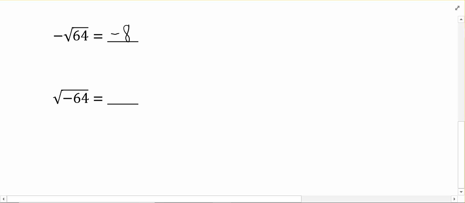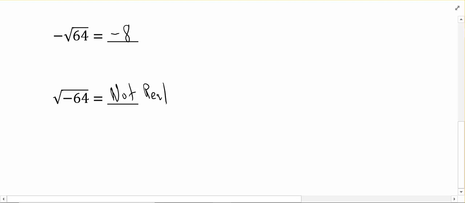Whereas this last example, square root of negative 64, is trying to say what number times itself gets you negative 64. And if you have a positive times a positive, that's a positive. A negative times a negative is also a positive. So there's no real number that when you multiply by itself is going to equal a negative number. So we are going to say not real.